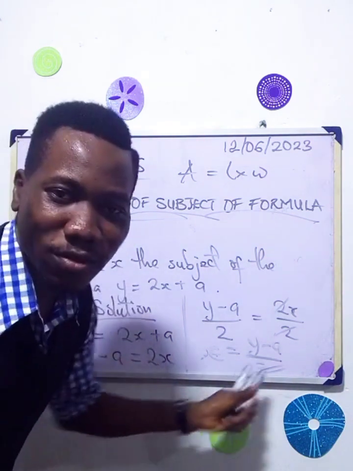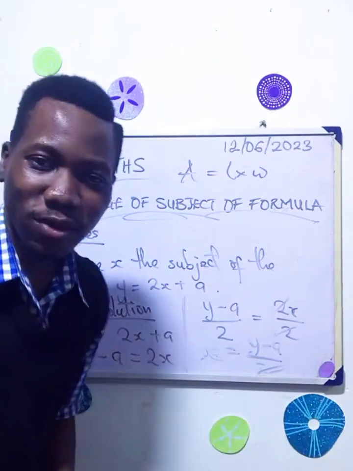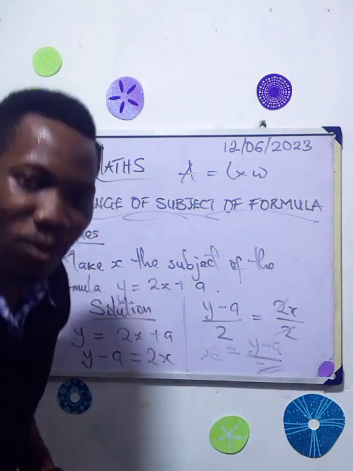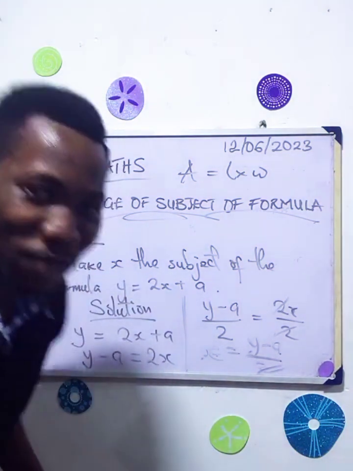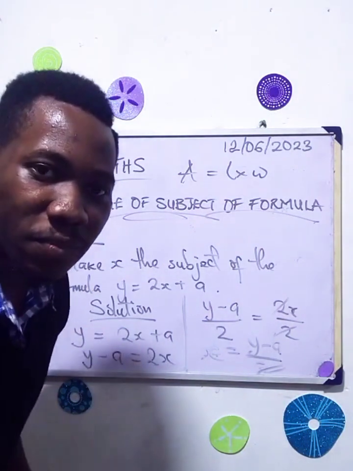Thank you. x equals y minus a all over 2. That's the answer to that. Any question? If you're watching, I hope you understand now.